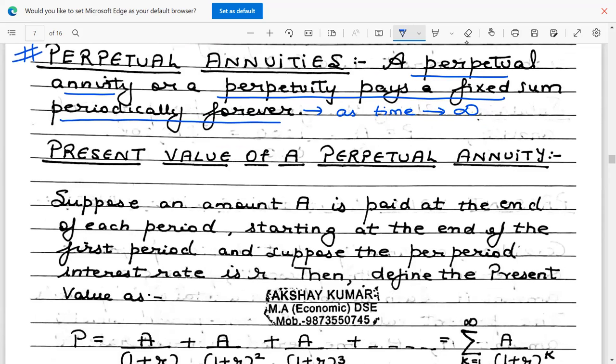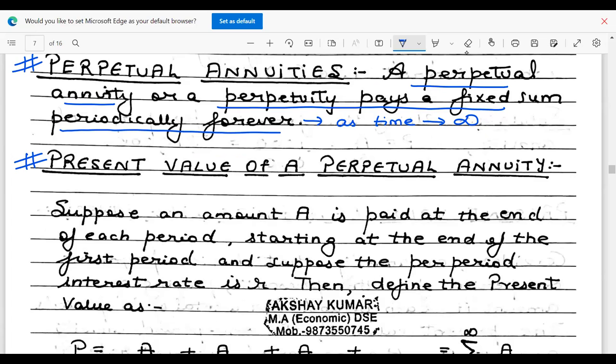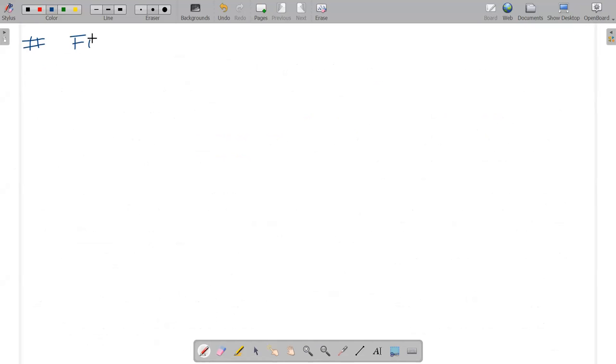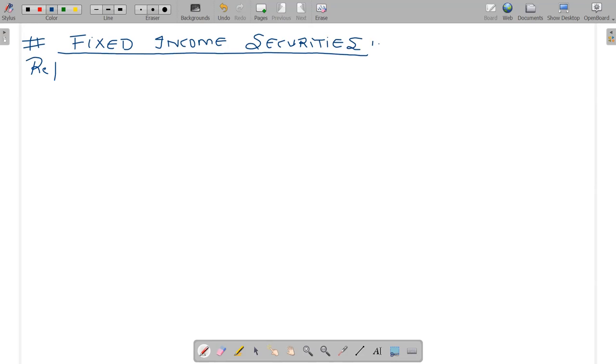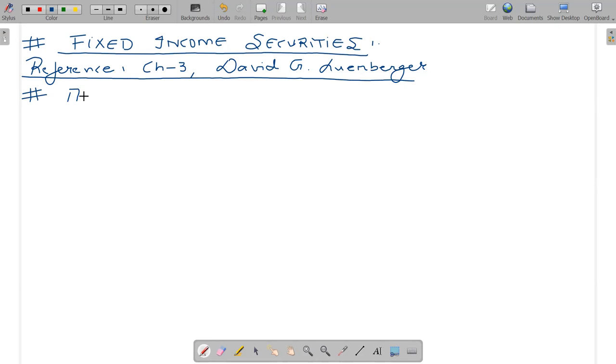Okay. Now let's calculate. Let's now have some math in the financial economics course. And let's now start with deriving the present value of a perpetual annuity. So let me come to the whiteboard. Coming to the whiteboard, just writing the main topic for completeness. This is fixed income securities. Okay, and the reference is chapter 3 of Investment Science by David G. Luenberger. In this lecture, we are taking up the concept of annuity for discussion.